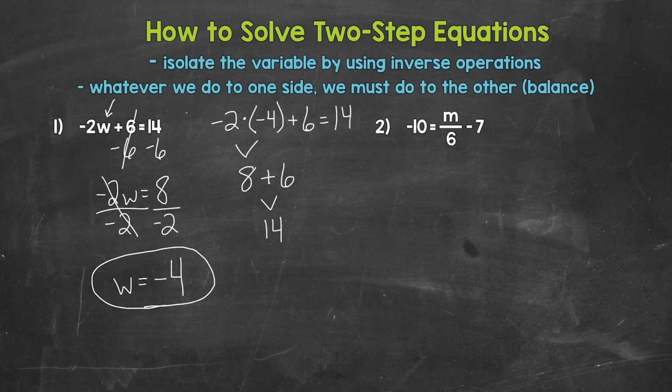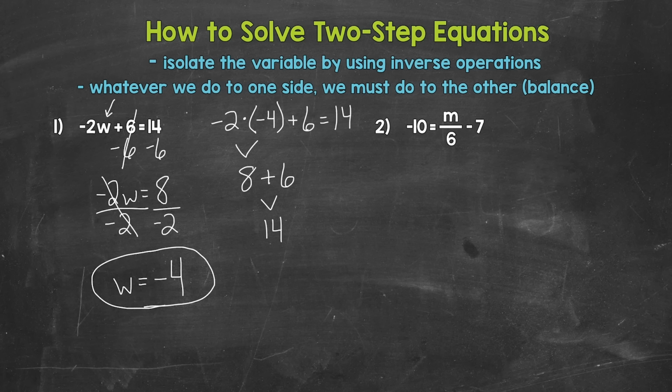w equals -4. Let's move on to number 2, where we have -10 on the left side of the equation equals, and then on the right side we have m divided by 6 minus 7. So what divided by 6 minus 7 equals -10? So we need to look to isolate that variable of m. So taking a look at that side of the equation, we need to undo the subtraction first.